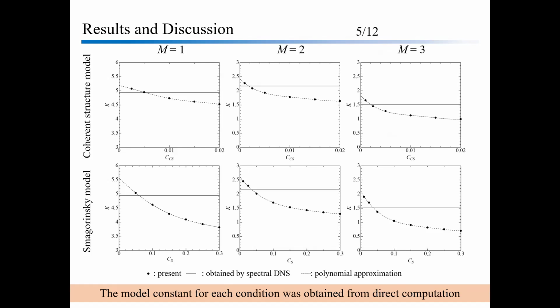For m equal 1, kinetic energy reaches about 5 and decreases as the constants increase. The Smagorinsky model is slightly more sensitive. For m equal 2 and 3, energy is lower but shows the same decreasing trend. DNS results from the spectral method were used for comparison, and this helped identify the optimal model constants for each case.